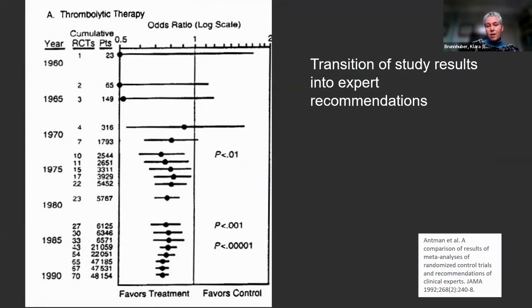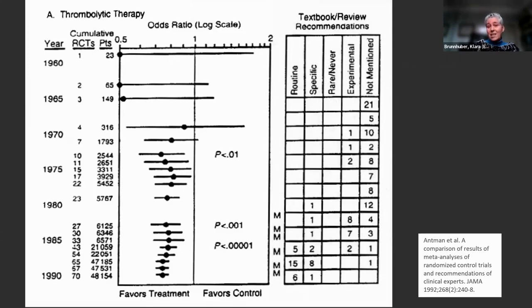It's also sobering to see how late all these systematic review results make it into textbooks and into review recommendations, meaning guideline recommendations. As you can see here, thrombolytic therapy, again, incredibly effective, as we have seen, has made it into routine guidelines and textbooks only very, very late in the day, far later than necessary.